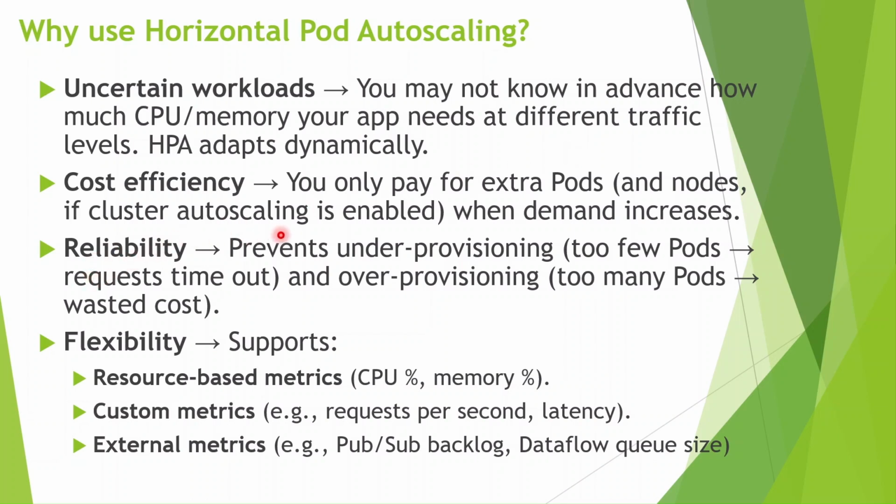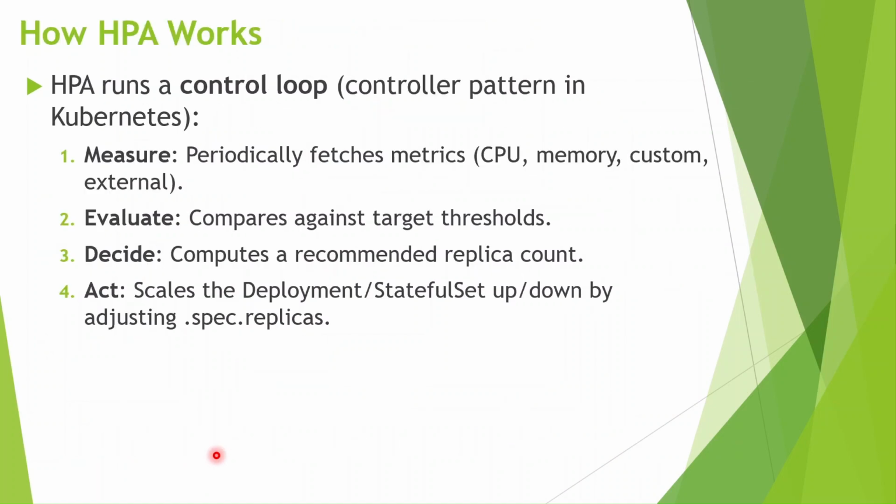It is also reliable, as you can prevent under provisioning. You can define that you want this number of pods always running, and you can also prevent over provisioning. You don't need to run too many pods when there is little traffic in your application, like at night or in the early morning. It also supports flexibility. It supports resource-based metrics, so you can use CPU or memory to decide when to scale up or scale down. You can use custom metrics like requests per second. You can even use external metrics like Pub/Sub backlog or Dataflow queue size.